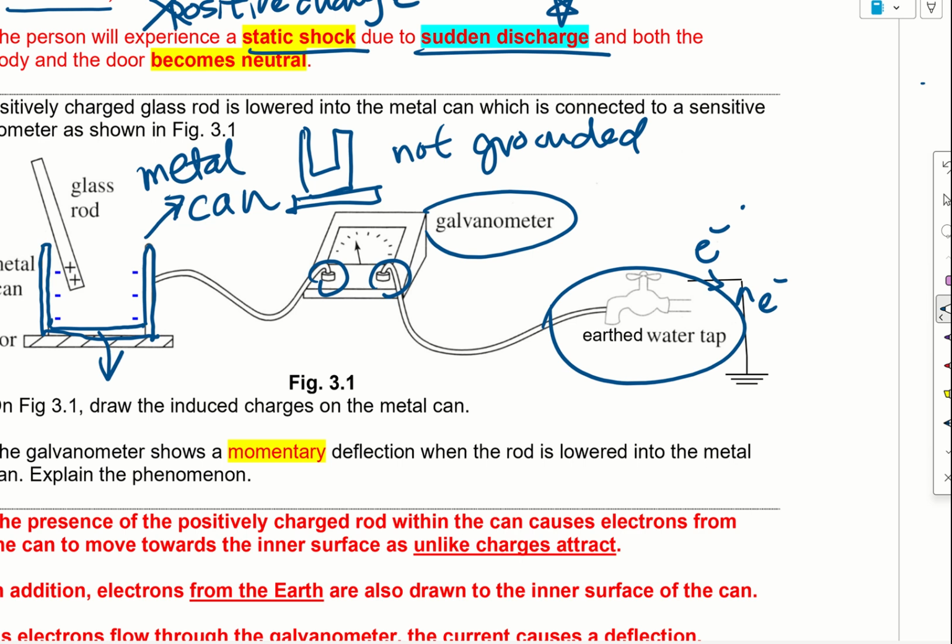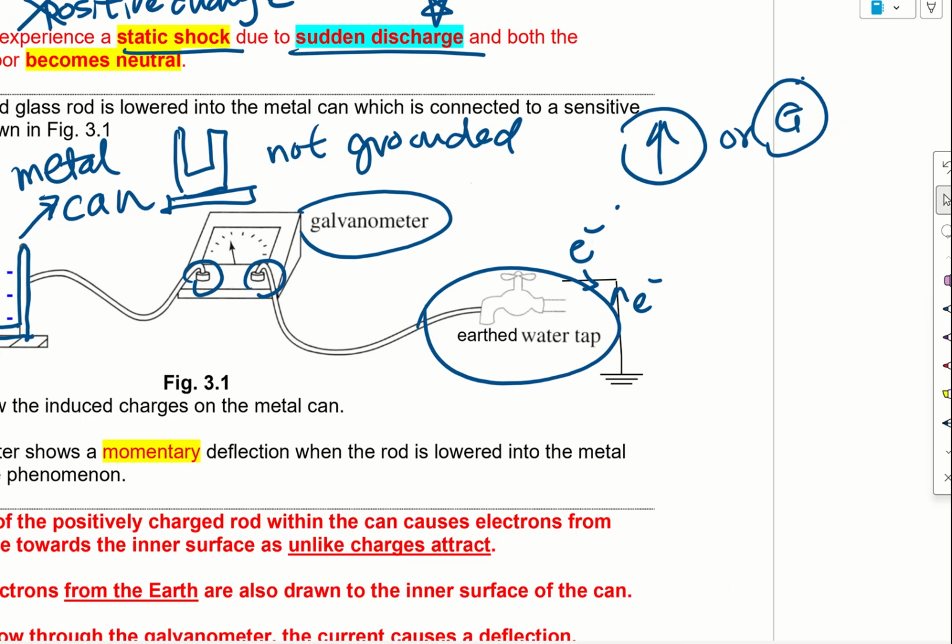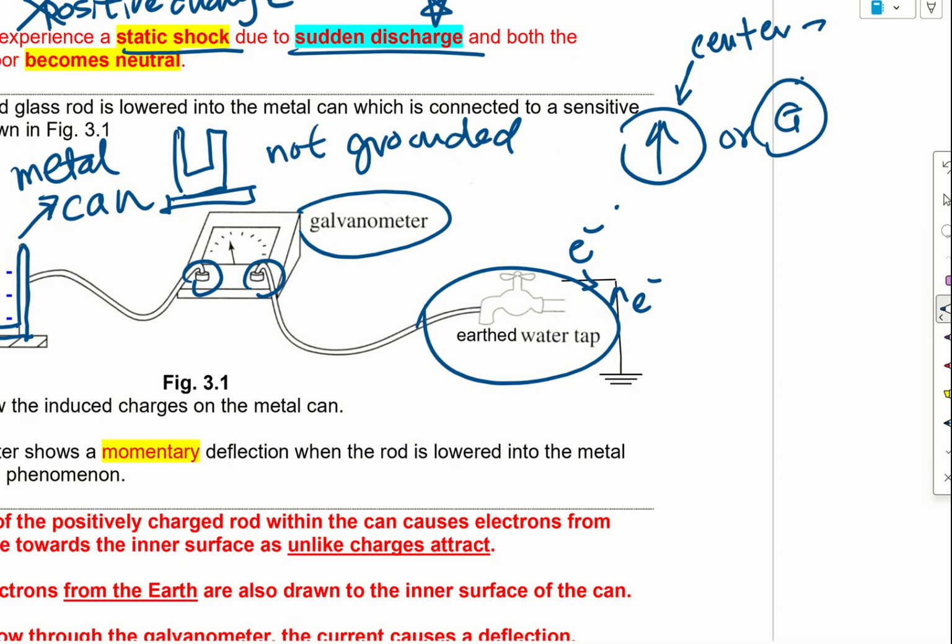So the galvanometer symbol is like this, or G. It's like your ammeter and voltmeter. For this case, it is center zero. So if current passes through the galvanometer, it is connected in series. If current goes this way, the galvanometer will deflect in the direction of the current. If current now goes the other way, then the deflection will be the other way.